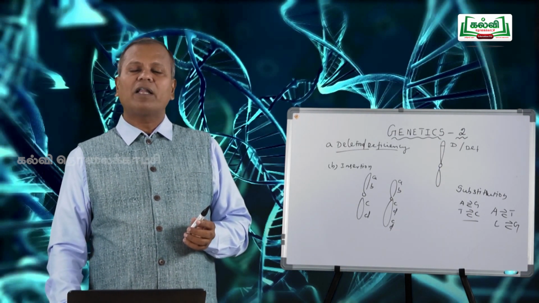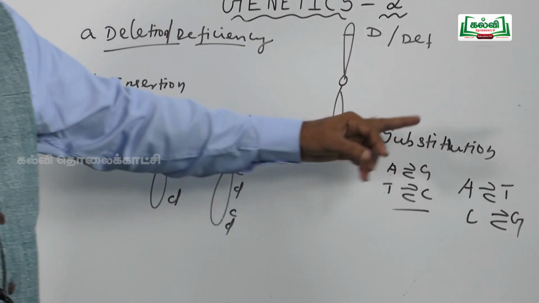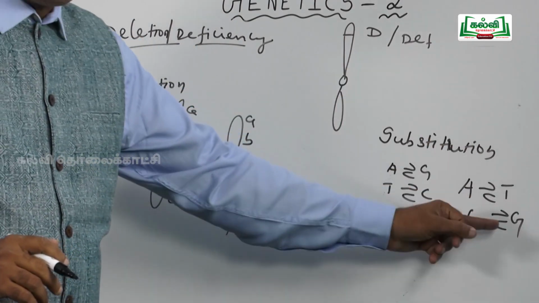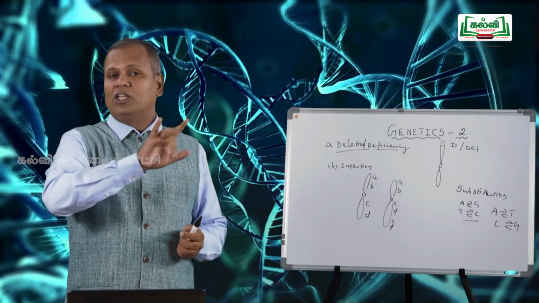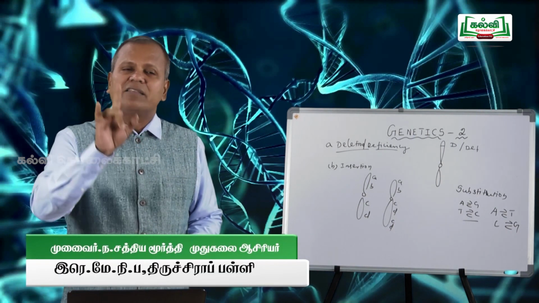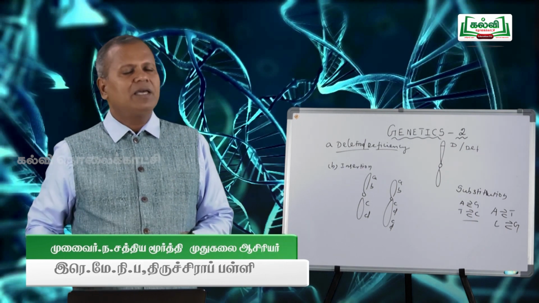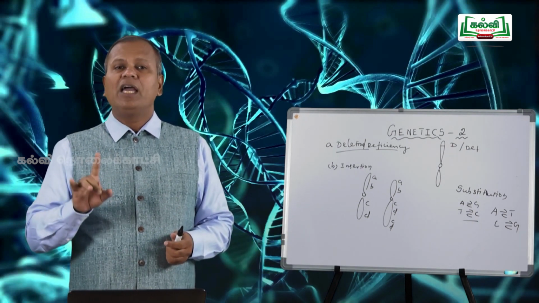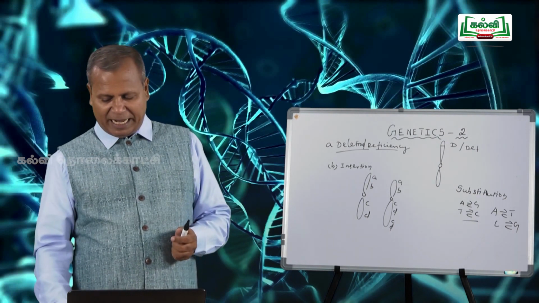The correct answer for question number 16 is option B, change in single base pair does not cause mutation. No, change in a single base pair, adenine by guanine or thymine by cytosine or adenine by thymine or cytosine by guanine, causes mutation. But here the answer says does not cause. So it is the incorrect statement, the wrong statement. The correct answer for question number 16 is option B; change in single base pair of DNA causes mutation, not does not cause mutation. So this statement is incorrect.